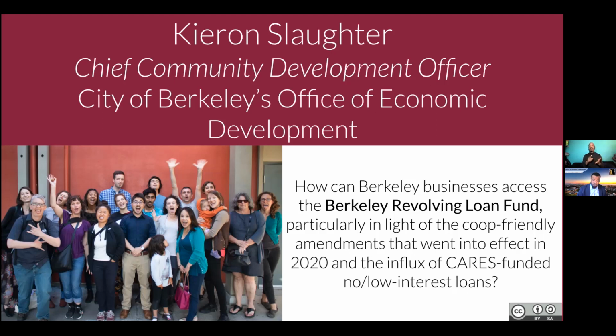Number three, we're including the creation or retention of worker-owned jobs as a selection criteria. Like I said, our program is pretty basic. It's either you can prove that you'll retain a job or create a job. And now we can say you can prove that you're creating a worker-owned job or retaining a worker-owned job. So that gives folks in this space another opportunity.